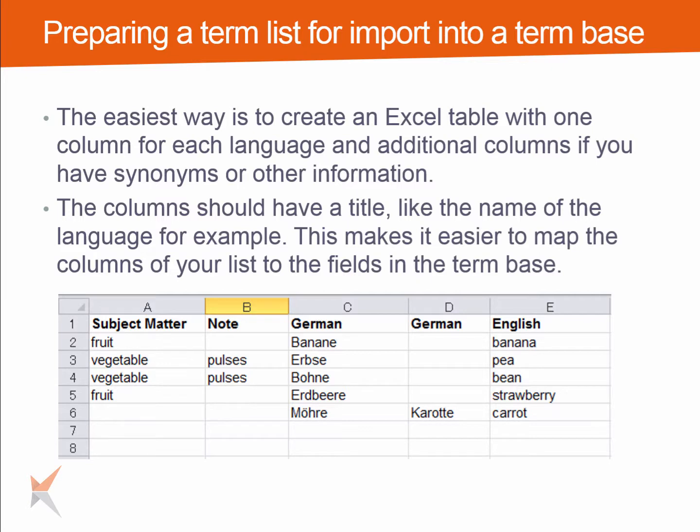Each line is one term entry. Our sample entries have information on a subject matter, some have a note, and one has a synonym. Synonyms should be organized in separate columns with the same column heading as the main term.